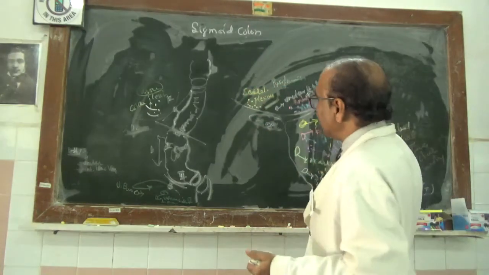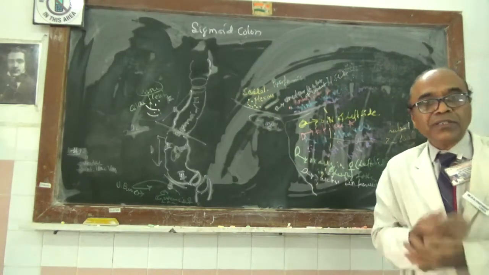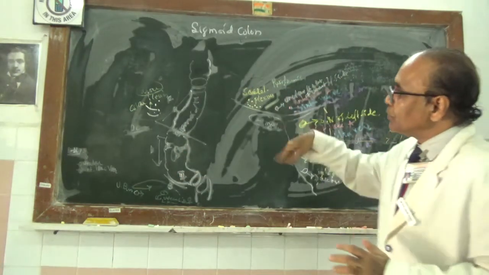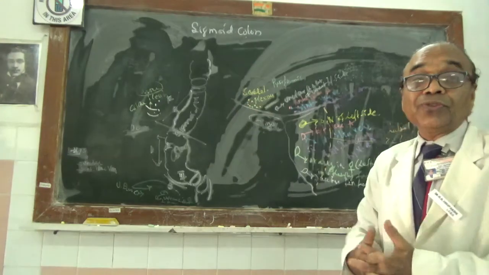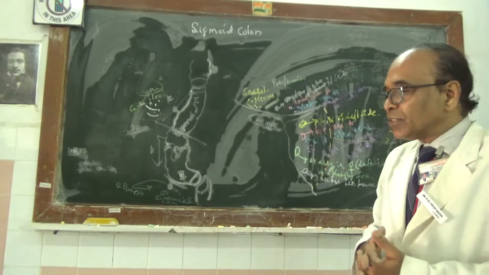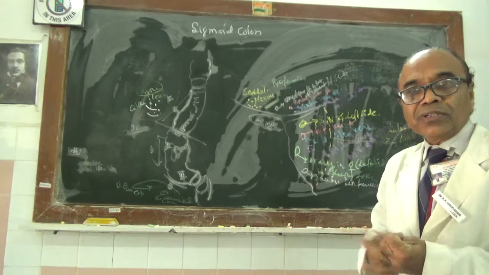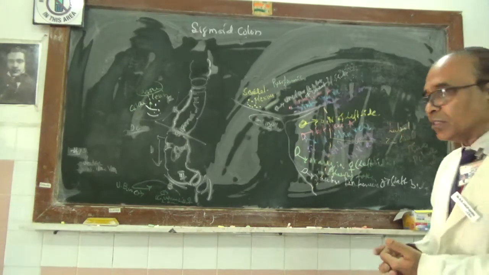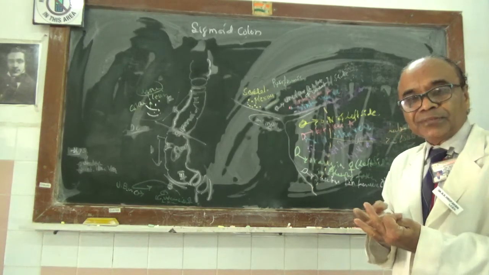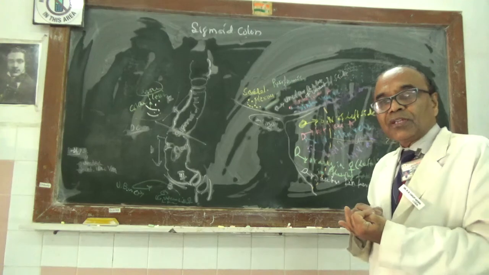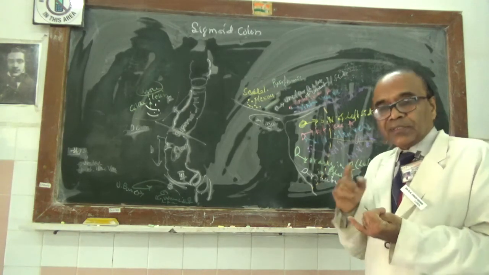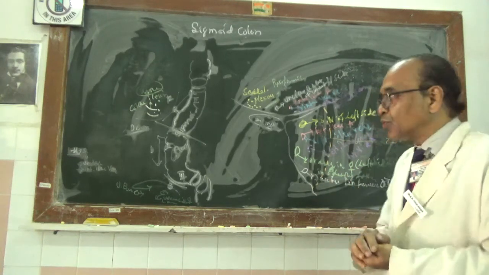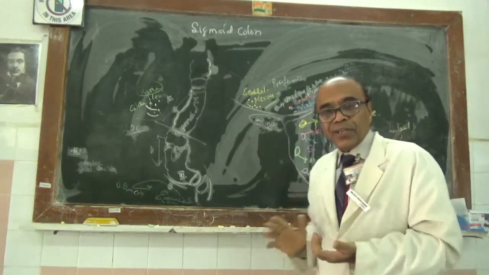Now, going to its internal structure, that of the sigmoid colon is the same as that of the other portions of the large intestine, such as the cecum, ascending colon, right colic flexure, transverse colon, left colic flexure, and descending colon. Those are the serous, subserous, then the muscular, outer longitudinal, inner circular, and then you will get the submucosa and the mucosal lining.